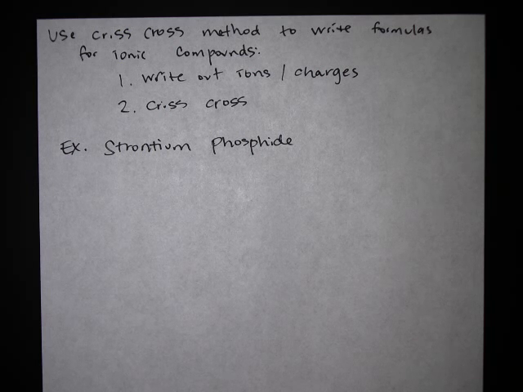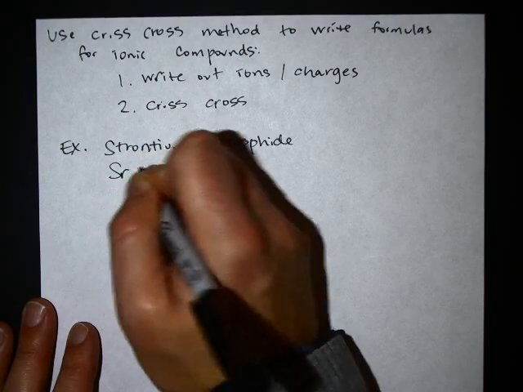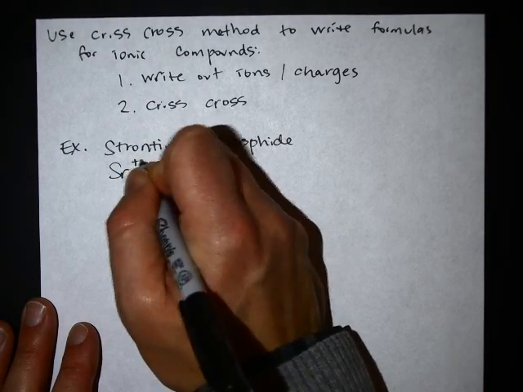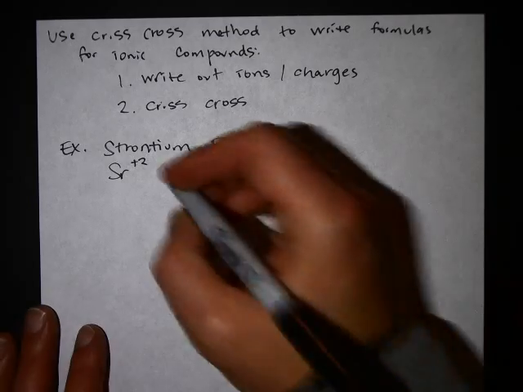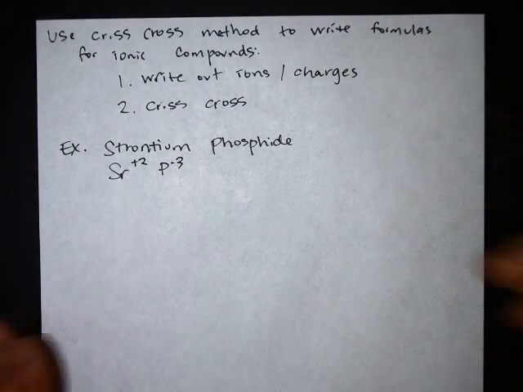Okay, strontium phosphide. The first step here is to write out the ions with the charges. So look in your periodic tables right now. Find strontium, it's a metal, which means it's on the left side, in the first 2 columns. And write its charge out just like this. Strontium, and what's its charge? +2, it's in the second column, just like so. Do the same thing for phosphorus. Find phosphorus on the right side. What's its charge? -3 is correct.